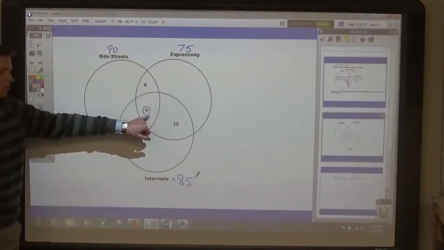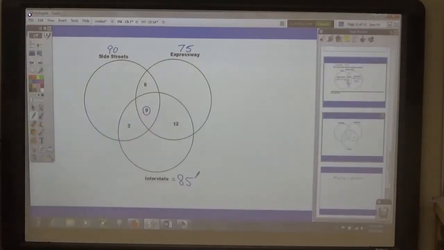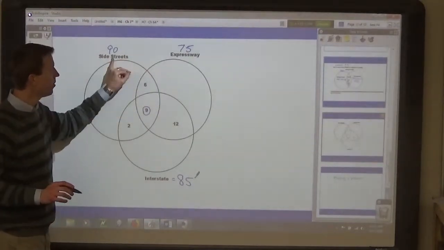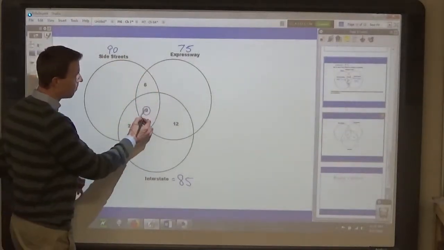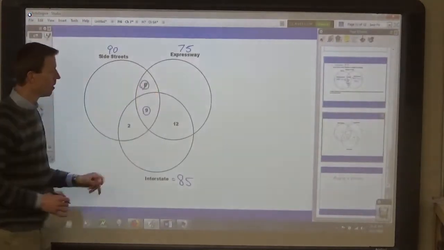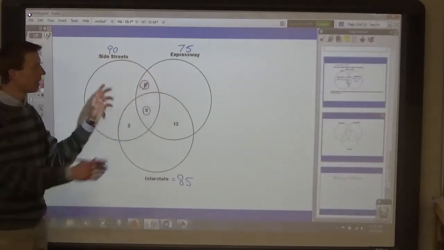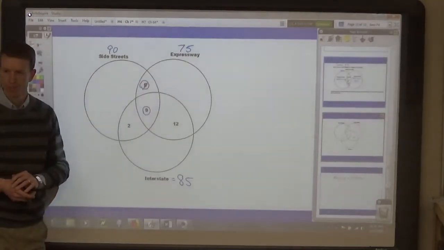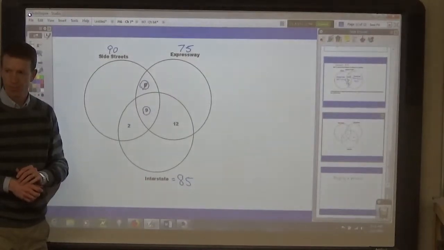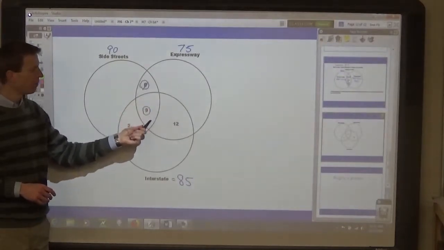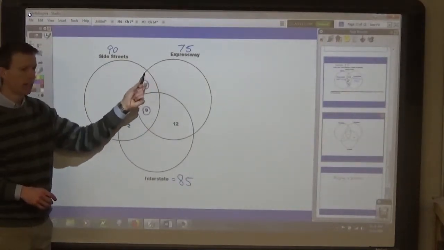And we know 9 use all 3. And we know some more. We know that 15 commuters use both the side streets and expressways. That's how we know that there's a 6 right here, because 6 plus 9 is 15, and that's in the intersecting circles right here. Okay? So now we can put a 6 in this space. There's 15 total that use both the side streets and expressway.